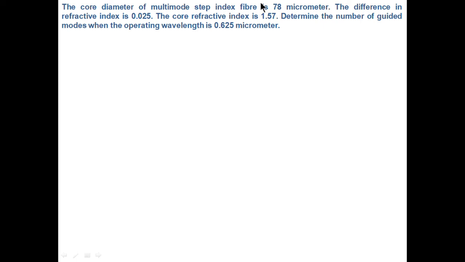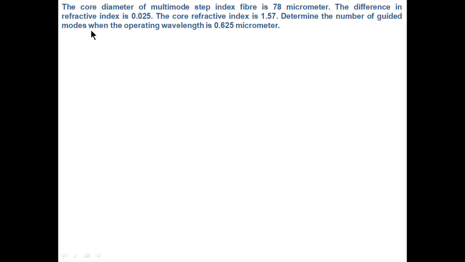Okay, which means that n number of waves can pass through it, so there can be a number of modes of propagation. The difference in refractive index is 0.025. Again, a little bit of a twist. Okay. What is the 0.025? It is the difference between the refractive indices. There are only two refractive indices inside the optical fiber, N1 and N2. The difference is 0.025. The core refractive index is 1.57.